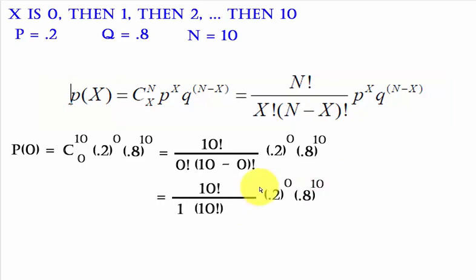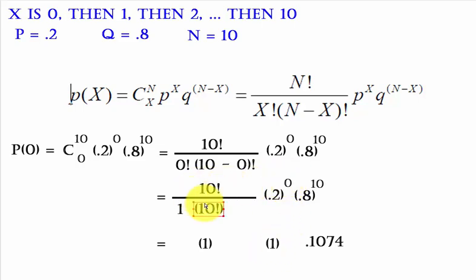So we're going to reduce this. 0 factorial is 1. And then we got 10 factorial over 10 factorial, which is the same number divided by itself, which is also 1. And any number raised to the 0 power is 1. Use your calculator if you don't believe me.